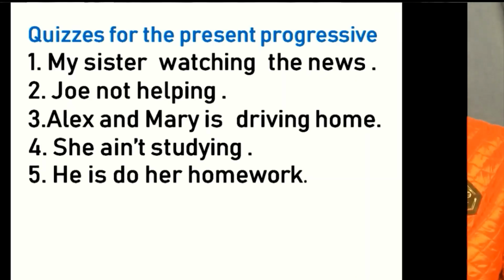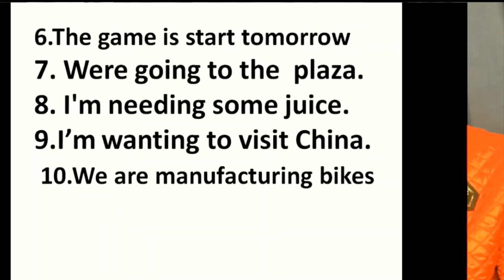Quizzes for the present progressive. Guys, there are a lot of mistakes here, so you get to correct those mistakes. Go over the sentences. Try to correct some mistakes in some sentences from 1 to 5, from 6 to 10. Okay, so try to do this correction, guys. I'm waiting five minutes. Okay, all right.